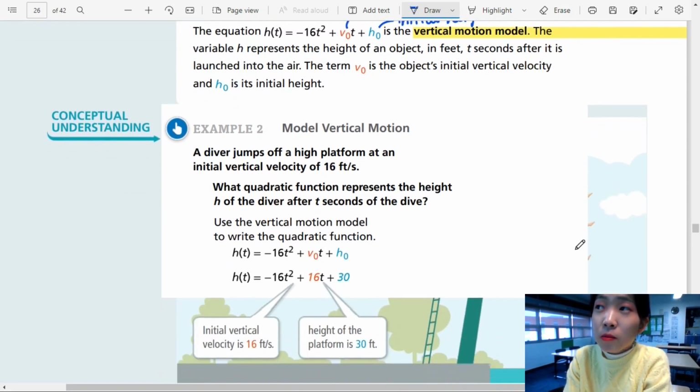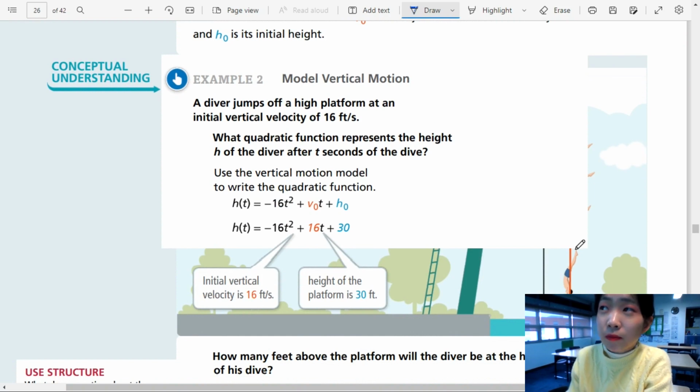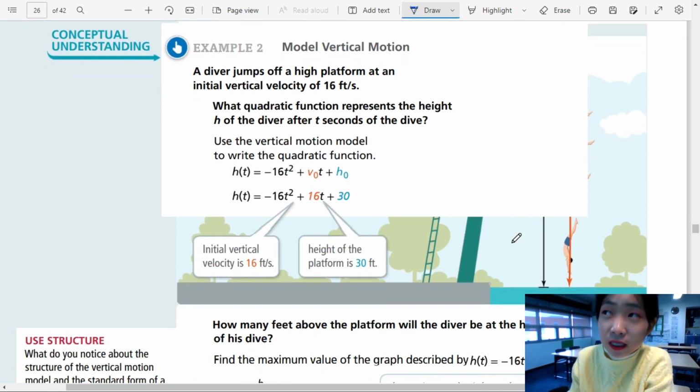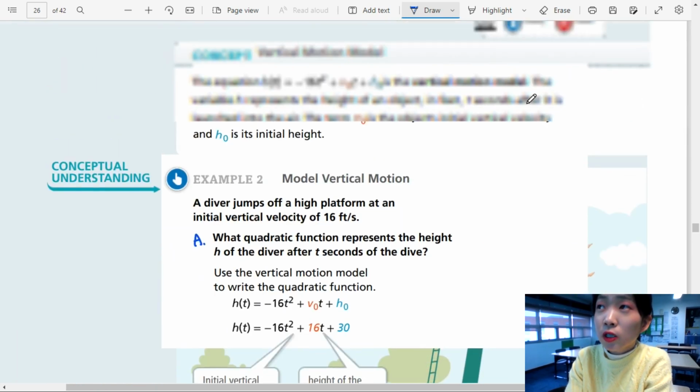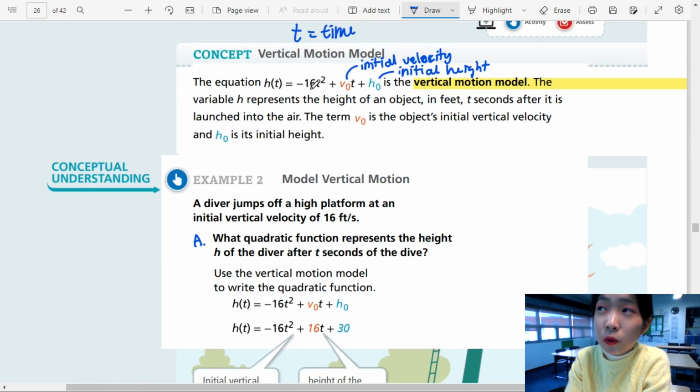Keep that in mind. Model vertical motion. A diver jumps off a high platform at an initial vertical velocity of 16 feet per second. What quadratic function represents the height h of the diver after t seconds of the dive? We're going to use the vertical model to write the quadratic function. So use the model here, negative 16t squared. So negative 16 will not change, okay? Whatever your initial velocity is and your initial height is, you just plug it in into the equation, and that would be your vertical motion model, okay?